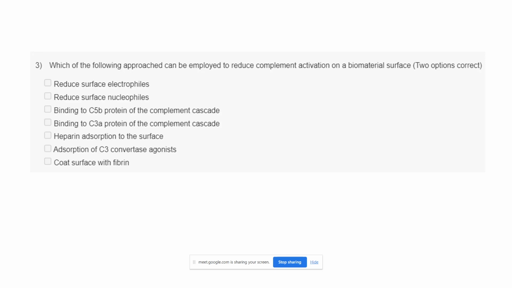Anyone else? Which of the following approaches can be employed to reduce complement activation on biomaterial surface? Anybody would like to answer?